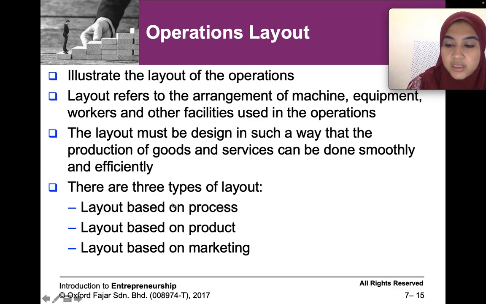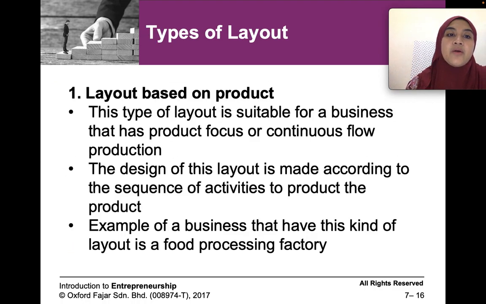So kita tengok type of layout number one, which is layout based on products. This type of layout is suitable for a business that has a product focus or continuous flow production. The design of the layout is made according to the sequence of activities to produce the product. Sorry, typo here. To produce the product. An example of a business that has this kind of layout is a food processing factory. So the layout based on product is a sequence or continuous flow of production.